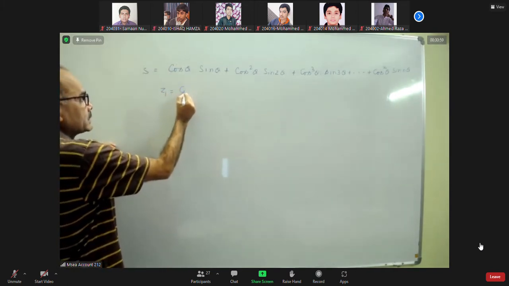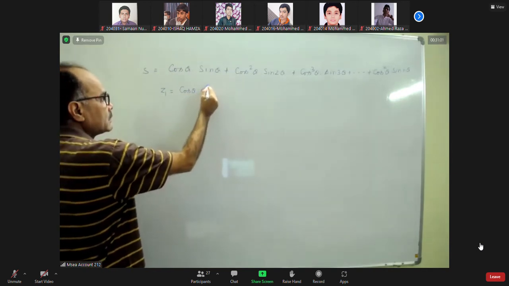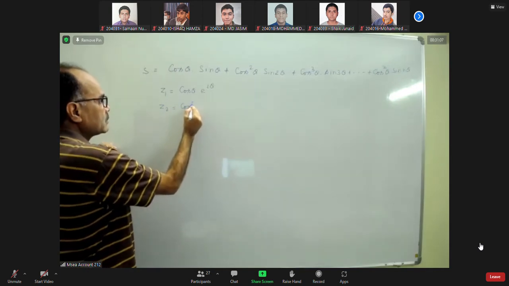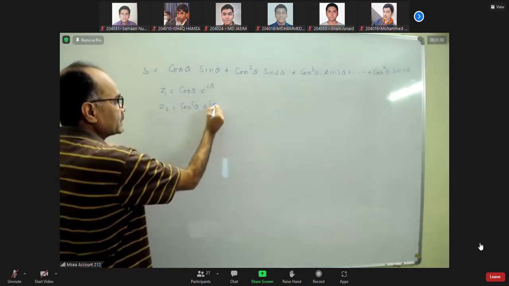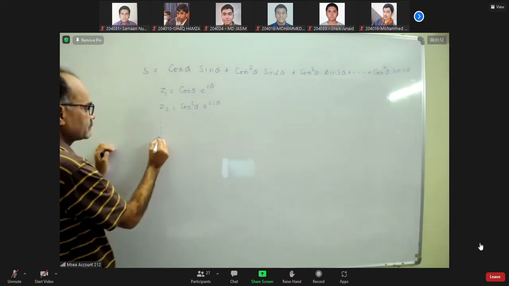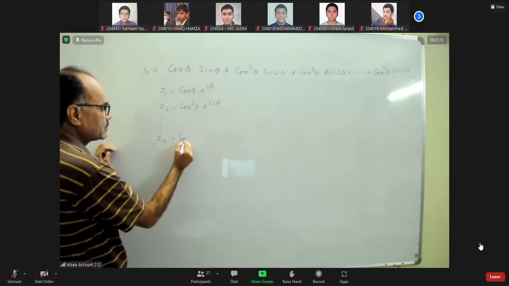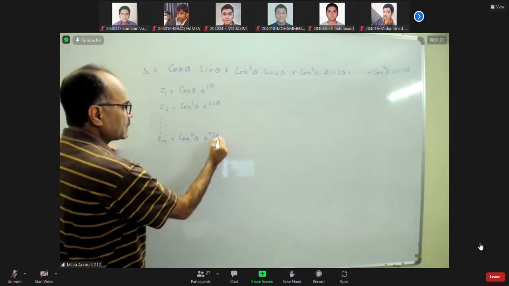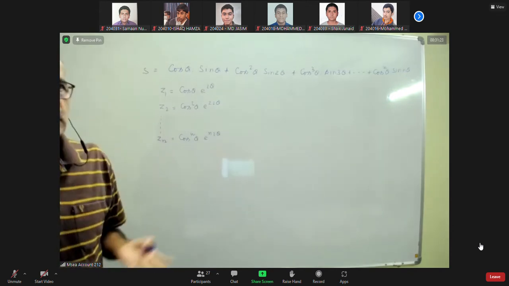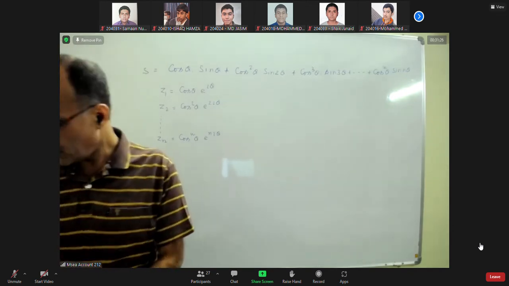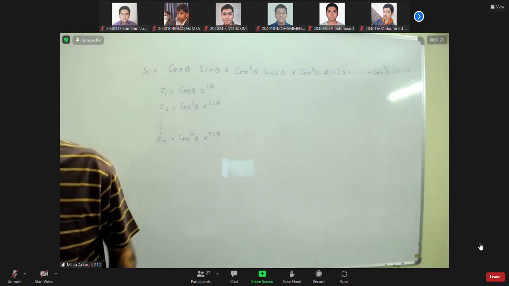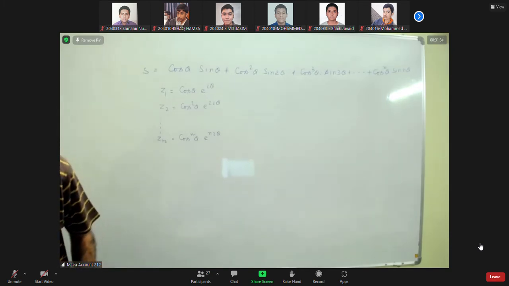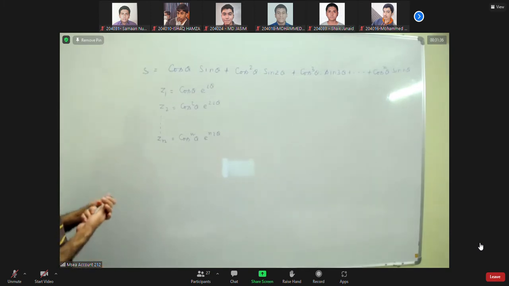Z1 equal to cos theta into e to the power i theta. Z2 equal to cos square theta into e to the power 2i theta. Now we can find the sum. Zn equal to cos n theta into e to the power n i theta. If I twist a question a little, the formula will not work. But we should remember the basic formula, so that the subject will be interesting. Based on that, we should be able to solve.